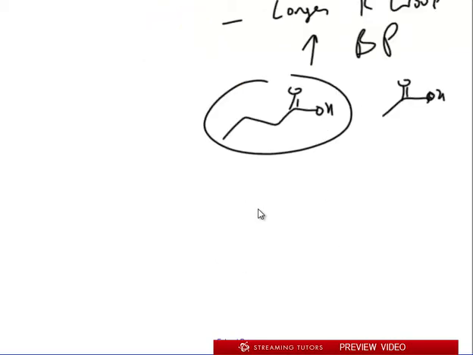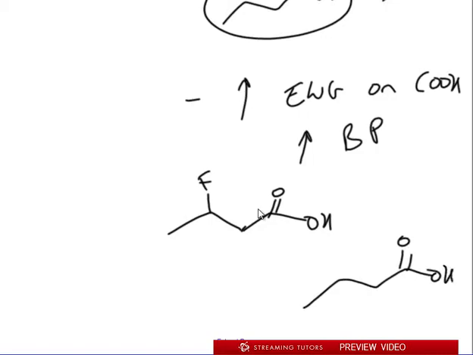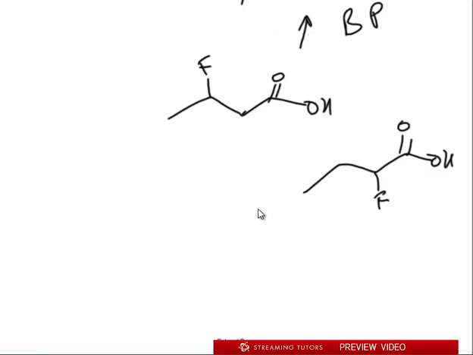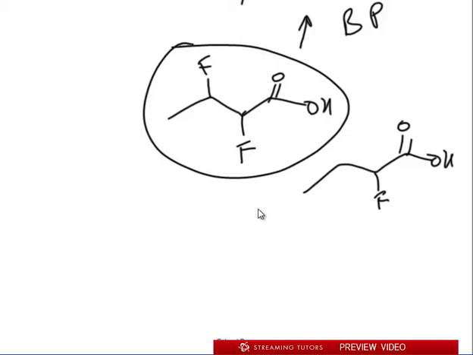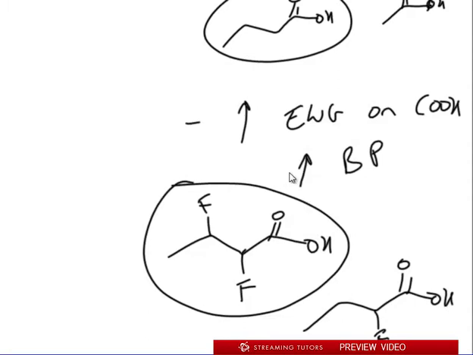All right, and then of course polarity. If you increase the electron withdrawing groups on a carboxylic acid, that will increase the boiling point. So if you have a carboxylic acid like this with a fluorine here, and you compare it to one that has one fluorine over here, actually it doesn't matter where, it just matters the number. So let's say there's 2 here and only 1 there. This is going to have a higher boiling point. Okay? So having more polarity is going to increase the boiling point.